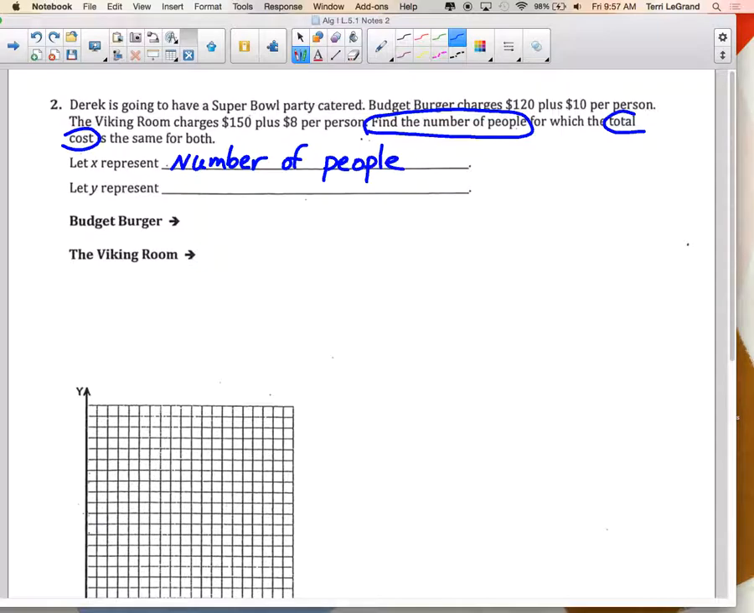And Y would be what? Total cost. Okay. So now I have the Budget Burger arrow and I have the Viking Room arrow. What do you think I want you to do? Equation. Yeah, write equations, try it. Write equations for what could represent us getting the food from Budget Burger and what represents getting it from the Viking Room.